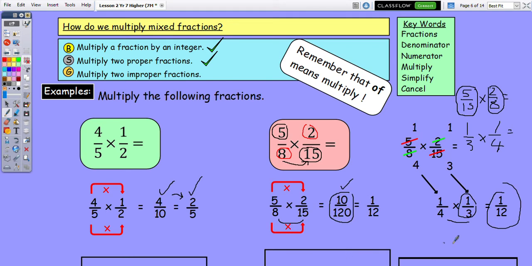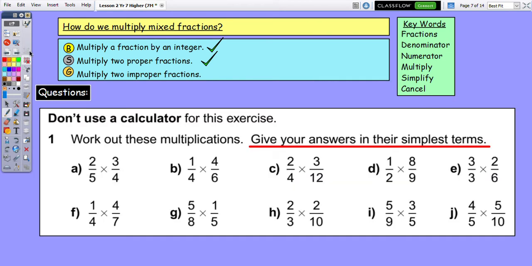Okay, so I'm going to try and use this method. We don't have to, but I'm going to try and use this method to simplify first with all my questions. So that's how we multiply proper fractions. There are some questions here. I want you to leave your answer in its simplest form. Think about simplifying the question first.